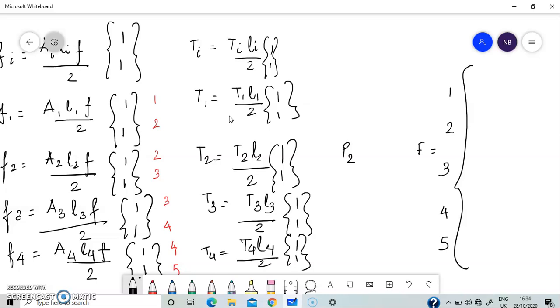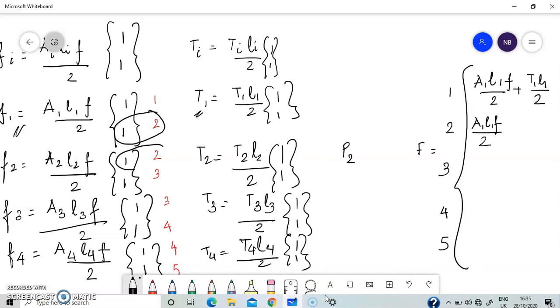So at 1 we have this term and this term. So it is A1 L1 F by 2 plus T1 L1 upon 2. Okay, so this is the first entry. Now the second entry will be A1 L1 F by 2. Now you see there are 2 terms here, so this term and this term.